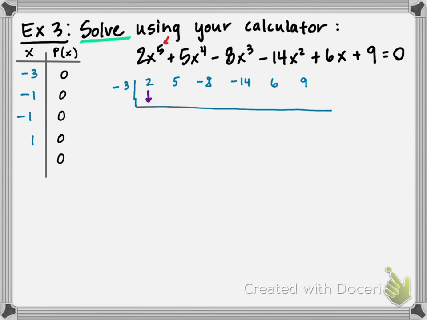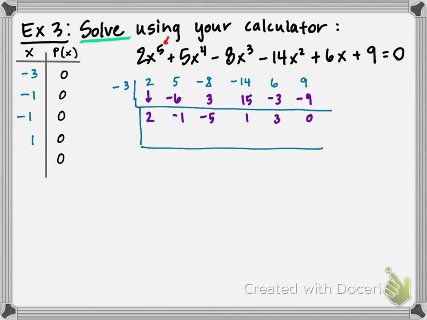So step 1, drop. 2 times negative 3, negative 6. Negative 1 is the sum. Positive 3 is the product. Negative 5 is the sum. Positive 15 is the product. Positive 1 is the sum. Negative 3 is the product. 3 is the sum. Negative 9 is the product. 0 is the remainder, as it should be, since it is a 0 on my graph.